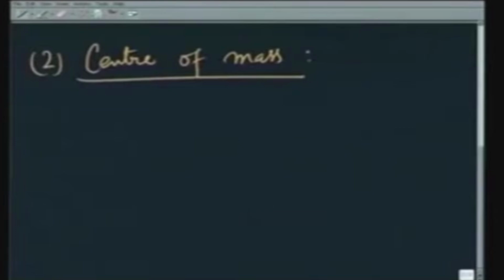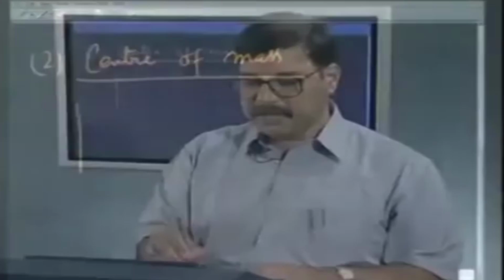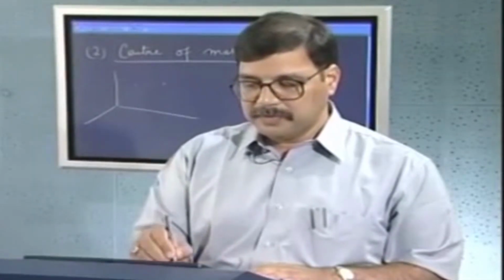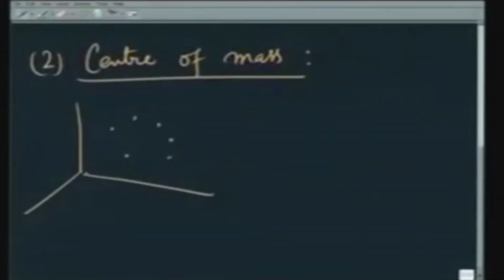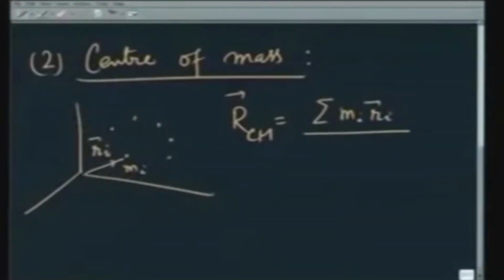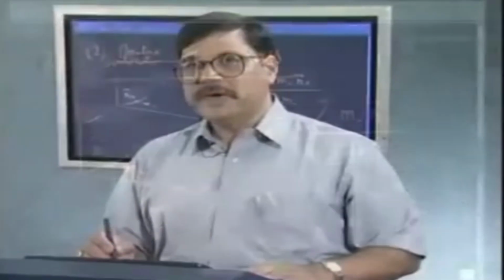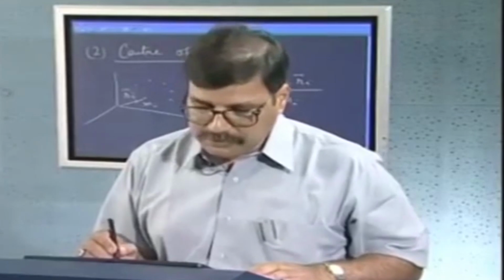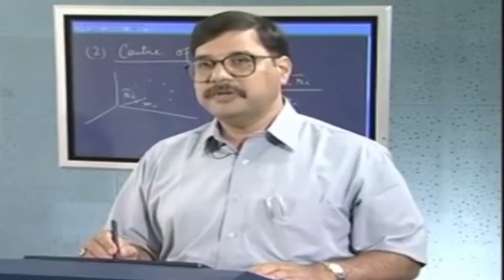Suppose there are many particles at different positions. Let me call this one Ri, let the mass be Mi, then the center of mass coordinate R is equal to summation Mi Ri over summation Mi.